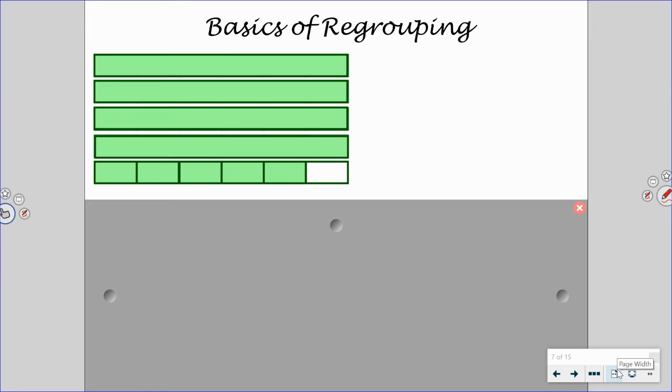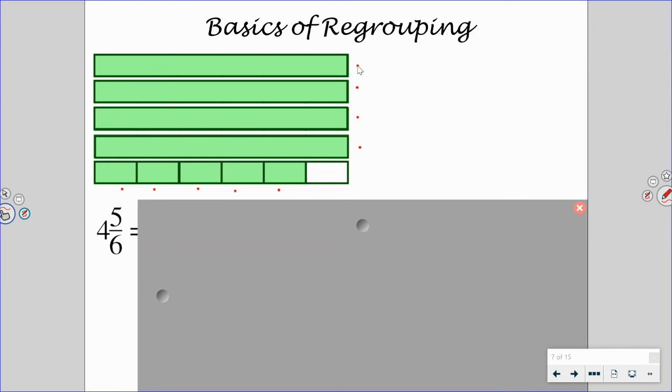If you look closely here, you will find 1 whole, 2 wholes, 3 wholes, 4 wholes, and then 1, 2, 3, 4, 5 parts. In fact, you could say that is 4 wholes and 5/6. But at any time, you can regroup and say, you know what, we need more slices. So let's go ahead and cut that whole up into 6 slices. Now notice, we haven't changed the amount of green. We haven't changed the amount of chocolate bar. But what we have done is regrouped the wholes now to say 3 wholes.